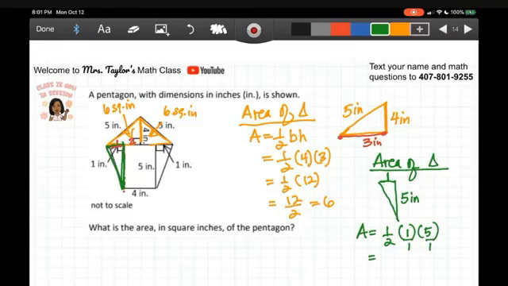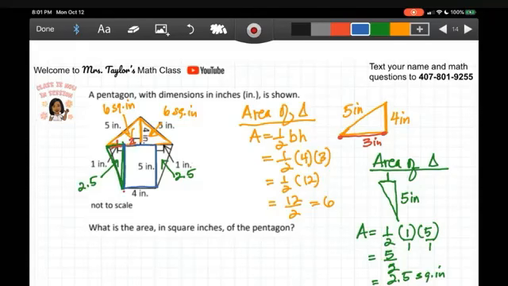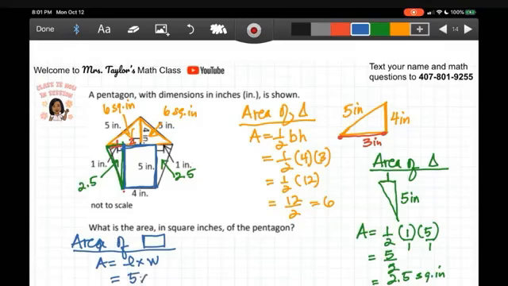So that 2.5 is going to go here and here. Alright, so the last thing to do is the rectangle in the middle. So let's do this part here in the middle, and let's label it area of the rectangle. Area of the rectangle is length times the width, and this is going to be 5 times 4, which is going to be 20.